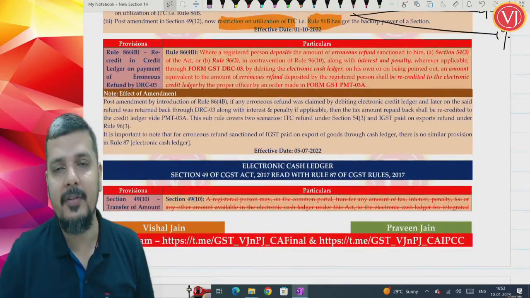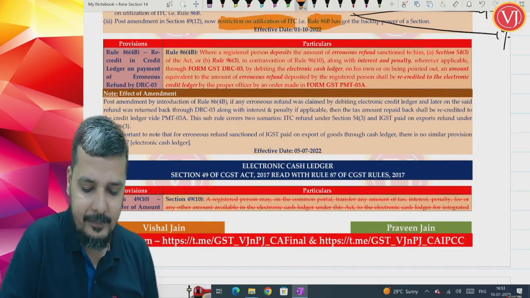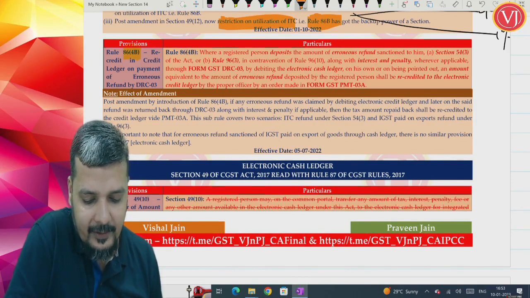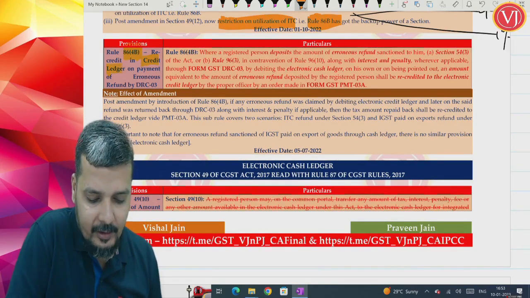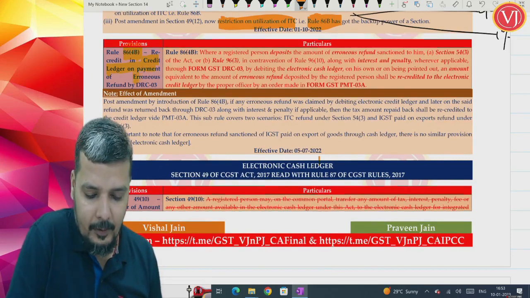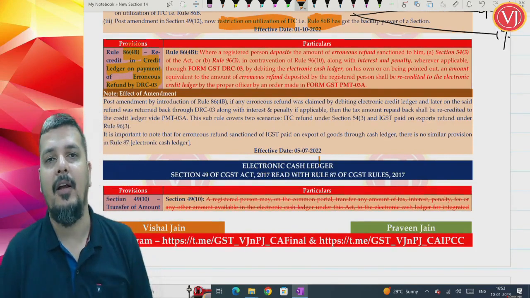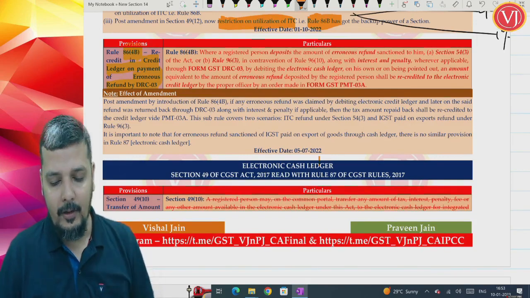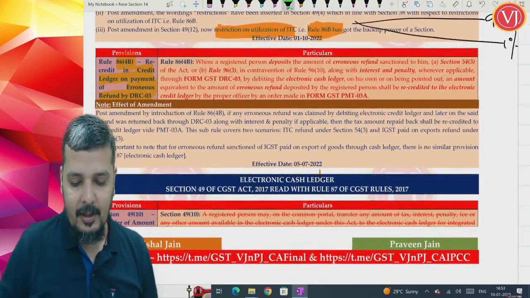Now, the next amendment which is there in Rule 86, which is again about your electronic credit ledger. There's a new sub-rule which is added, Rule 86 sub-rule 4B, which talks about recredit in the credit ledger on payment of erroneous refund by DRC 03. So if at all you have got a wrong refund, an erroneous refund, and you have paid it by your DRC 03, whatever refund you have got, it will be recredited in your credit ledger. Let us try to understand that. Now this is a new provision which needs to be understood.